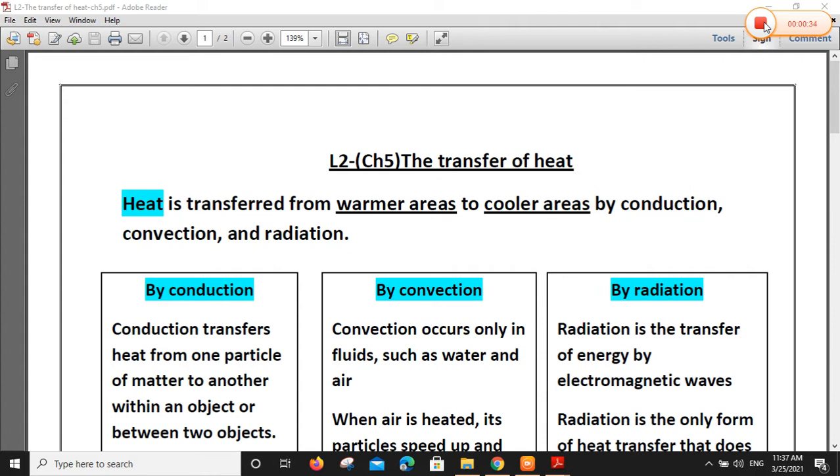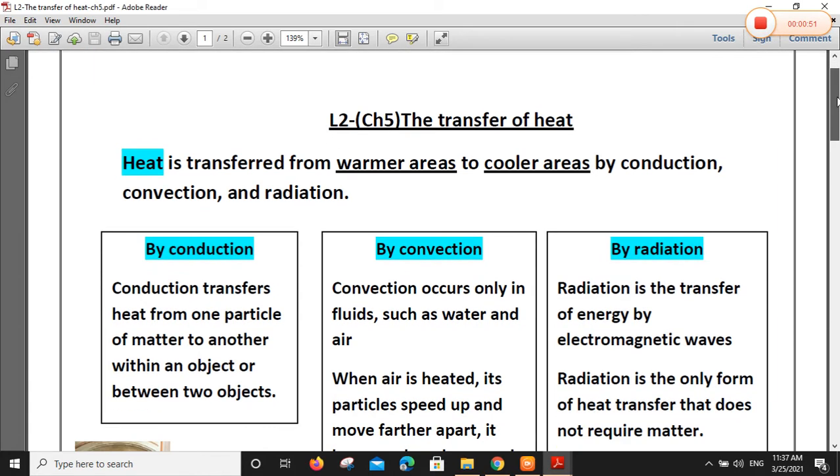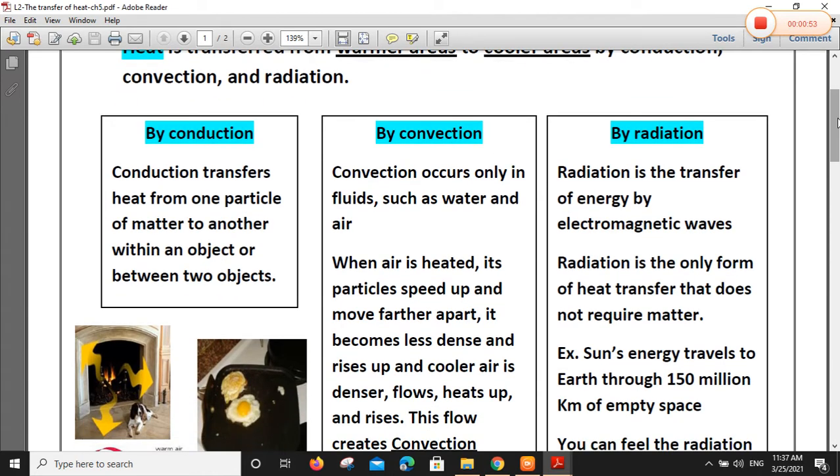conduction, convection, and radiation. Conduction is the transferring of heat through solids. What is meant by conduction? Conduction transfers heat from one particle of matter to another within an object, or between two objects.